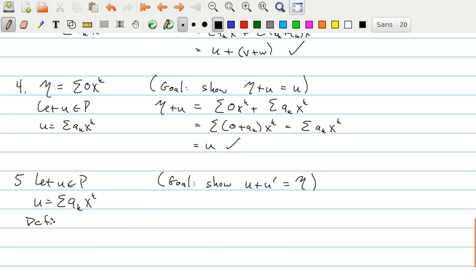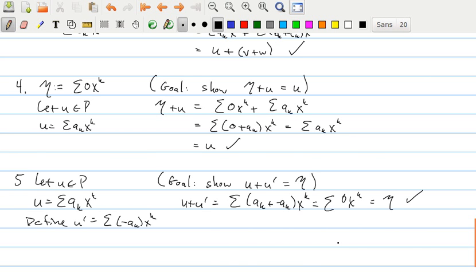So let's define u prime. We want it to be the thing that will cancel out with u, so we'll just negate all of its coefficients. If we sum up u and u prime, by the definition of addition, I can add their coefficients: a_k plus negative a_k, x to the power of k. Then if I combine the coefficients, I get the sum of 0, x to the k, and this is my definition of zeta. So these two add up to give me the identity.